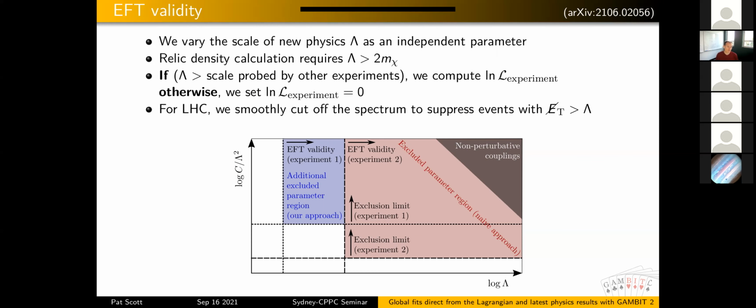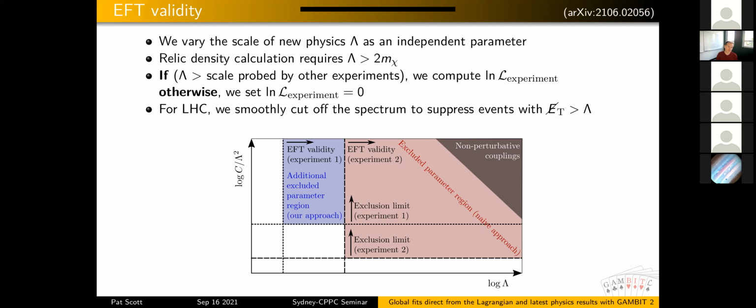However, you also need to make sure that your EFT is actually valid at all of the experiments that you're using to constrain the theory. So the way we do this is that we actually look at the scale probed by each individual experiment for each point in parameter space. So we compare that scale to the value of lambda at that point in parameter space. So if lambda is bigger than the scale probed by that experiment, then fine, the EFT should be okay. We compute the experimental likelihood and we include it.